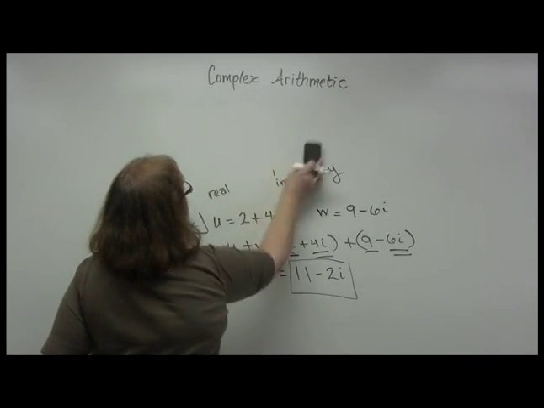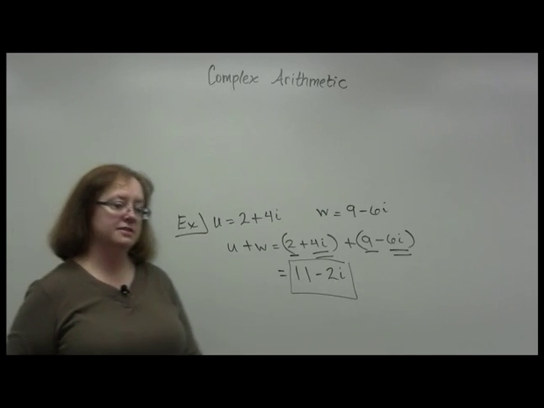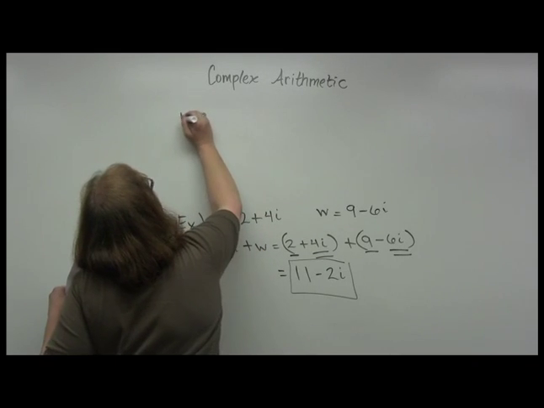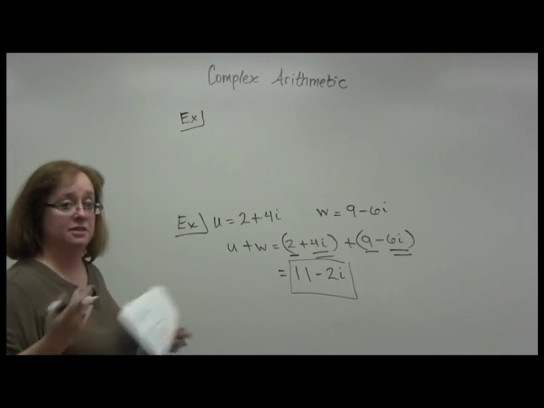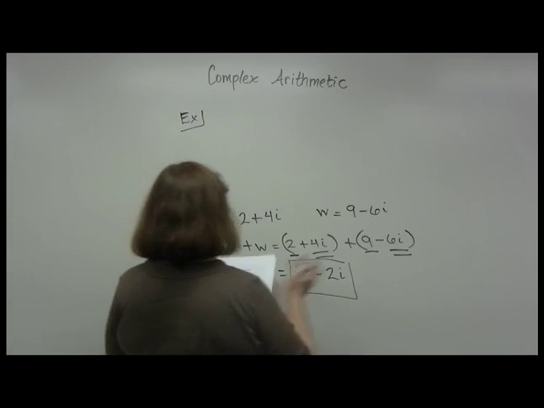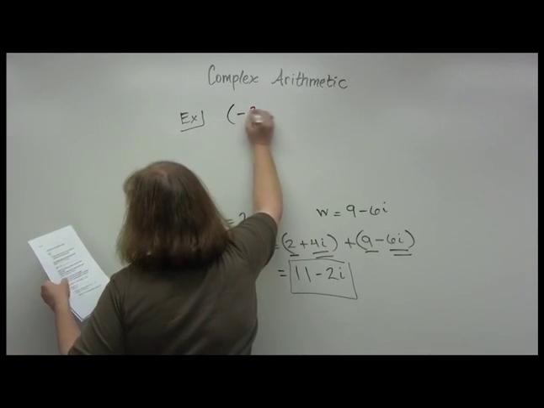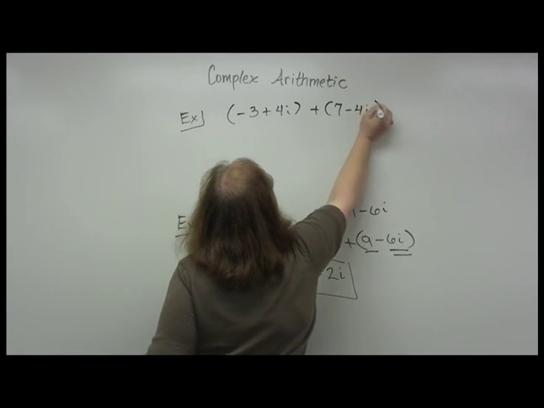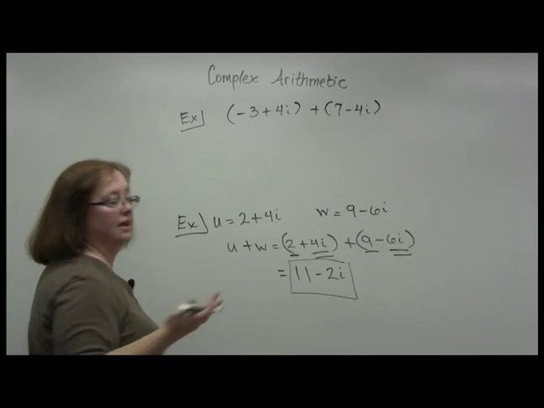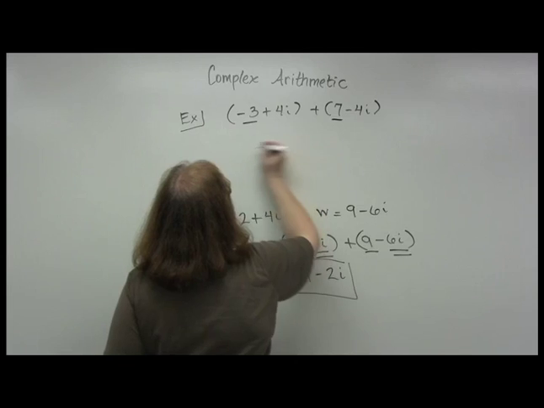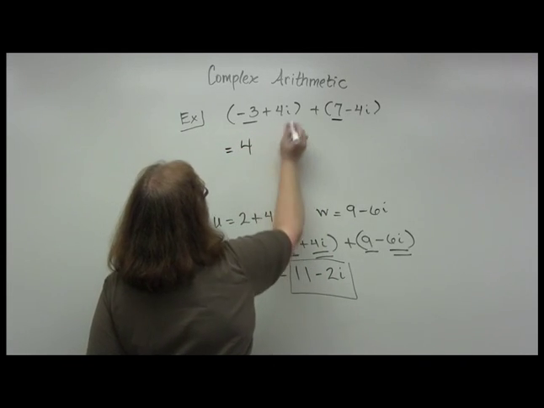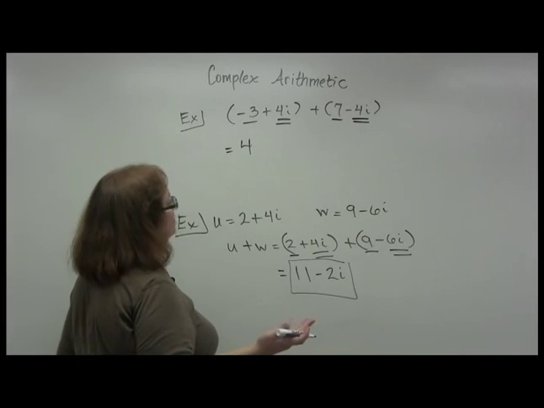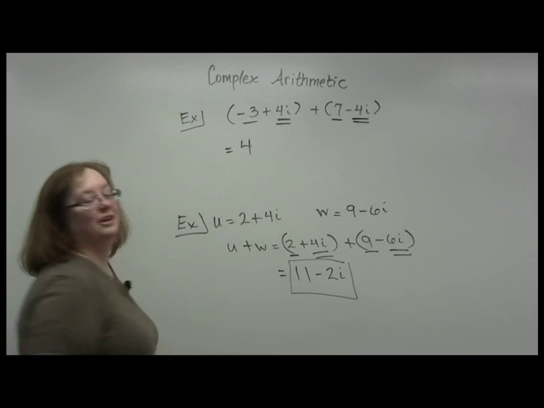Is it possible for us to add two complex numbers and get a real number? Well, sure. If we happen to add two numbers where the complex part cancels out, we're just going to get a real number. For example, if I wanted to add -3 plus 4i plus 7 minus 4i, you'll see again if we add like terms, -3 and 7 would be 4. If I add 4i and then I subtract 4i, I get no i's. So I just get 4.